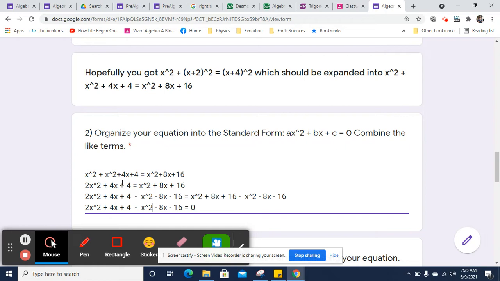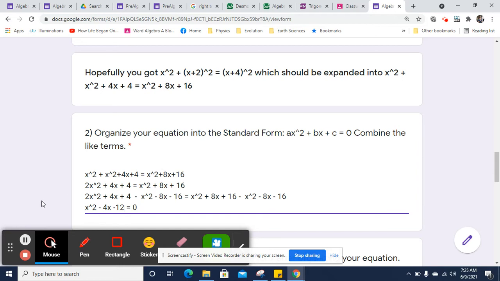I can only combine like terms. So I've got x squared minus x squared taken away from 2x squared, so that's just going to become x squared. Then I'm going to take away 8x from 4x, which is going to become negative 4x. Then I'm going to take 16 away from 4, and 4 minus 16 is negative 12. And now we can use the quadratic formula to solve this.